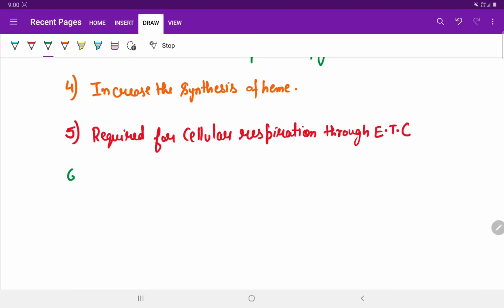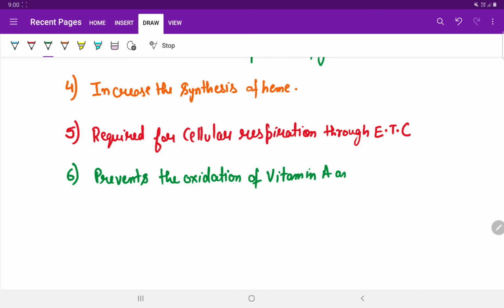Now the next one is it also prevents the oxidation of vitamin A and carotenes. So it also helps to maintain the structural integrity of, or it prevents the oxidation of vitamin A and carotenes.